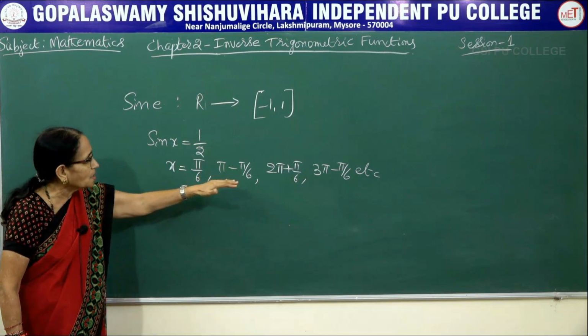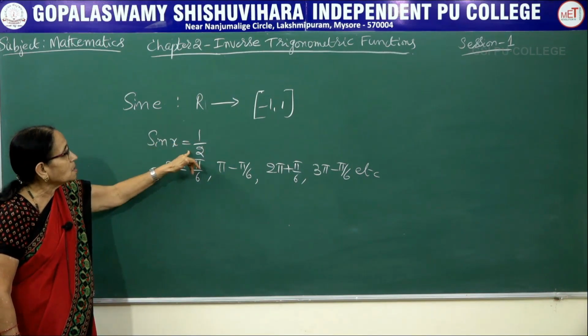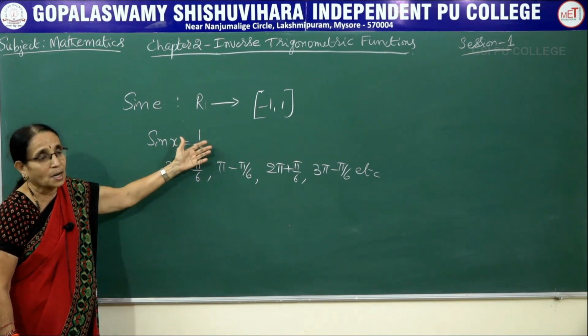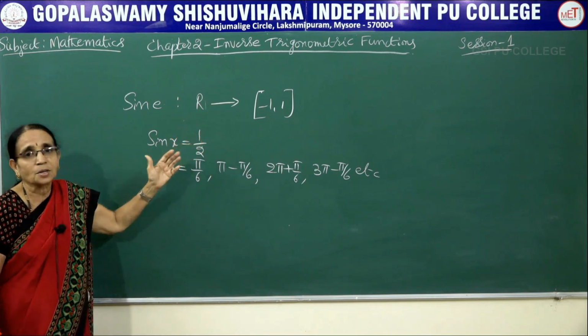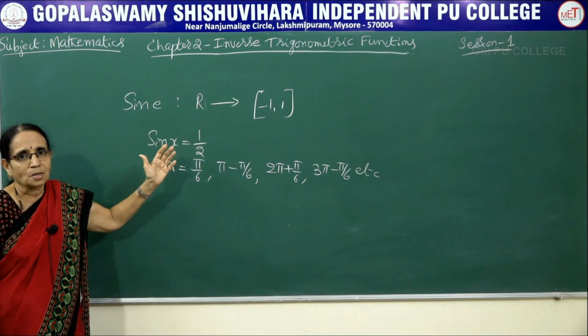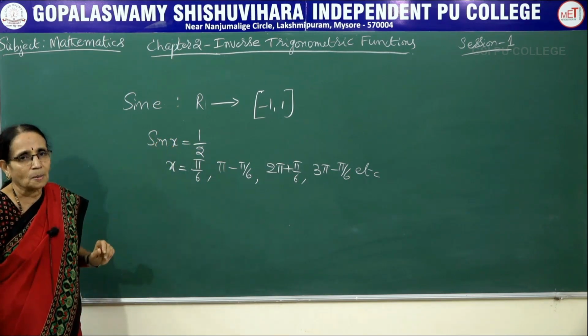So, if you take all these values, these are the values in the domain, and the image of all of them would be 1 by 2. So, in that case, the function cannot be a 1-1 function. So, automatically we cannot think about the inverse of a function.